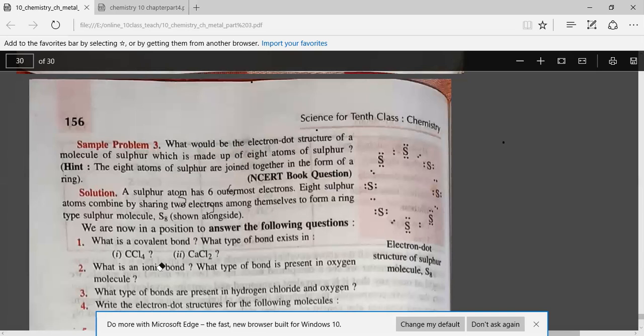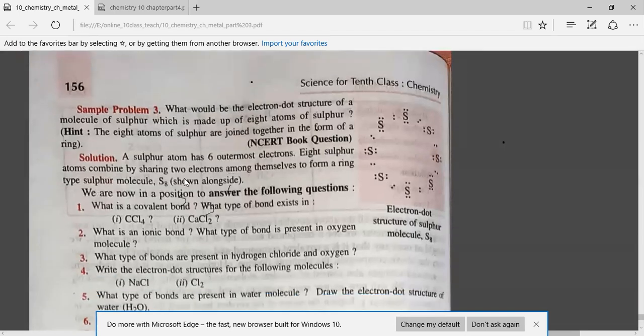Next, the second question: what is an ionic compound? What type of bond is present in oxygen molecule? Ionic bond takes place when transfer of electrons takes place. So the ionic bond is formed when there is a transfer of electron between the atoms. One is donating and one is accepting the electron. Now, what type of bond is present in oxygen molecule?